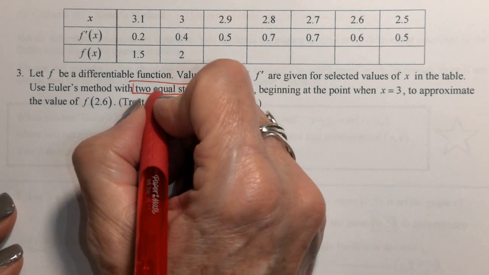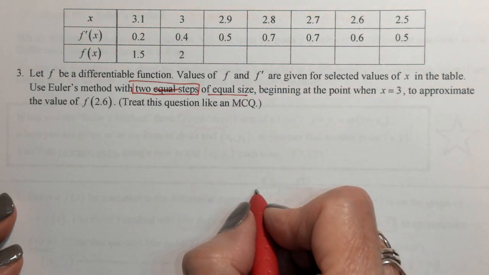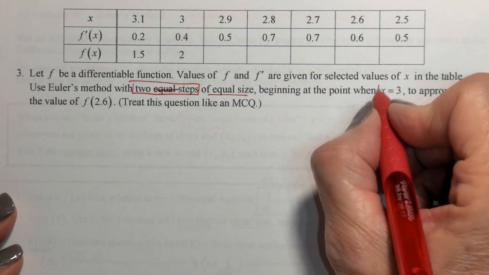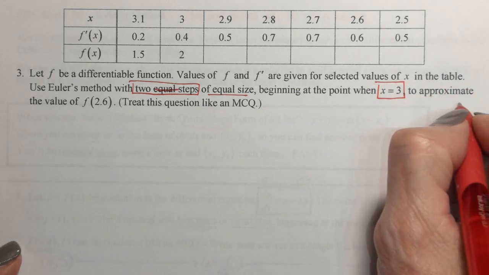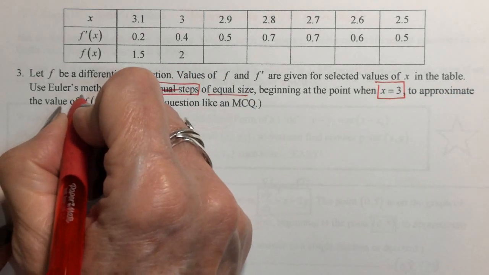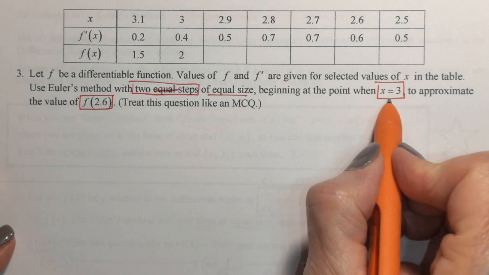I'm going to get rid of this. So 2 steps of equal size, all right? Beginning at the point when x is 3. We're beginning at the point when x is 3 to approximate the value of f of 2.6. So we are starting at the point when x is 3.